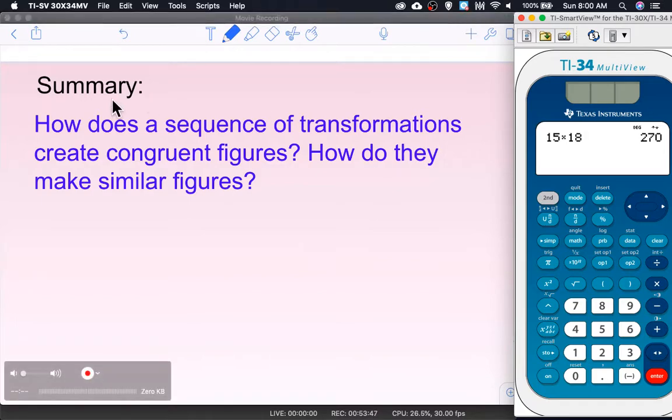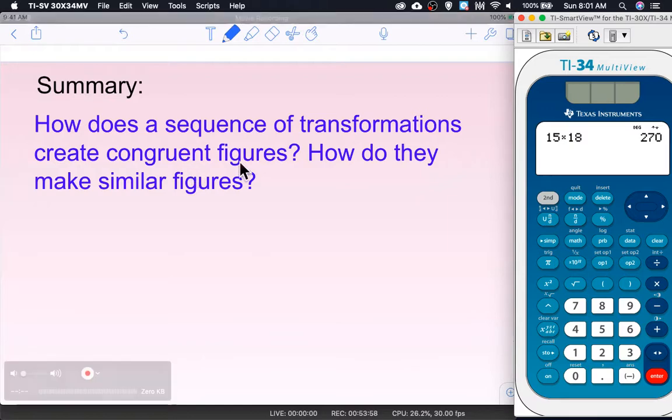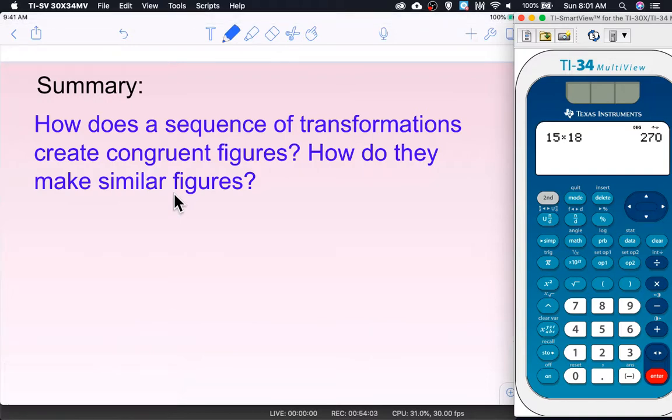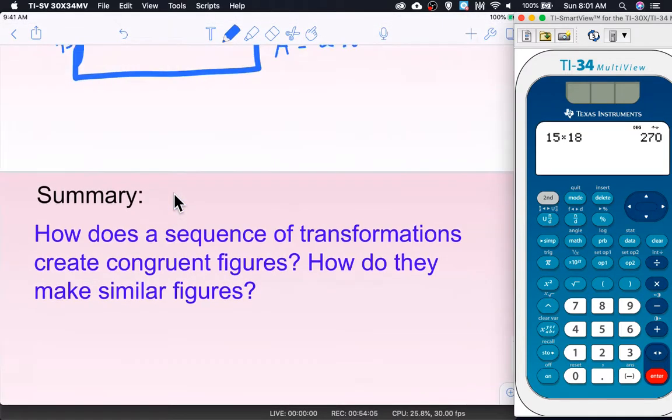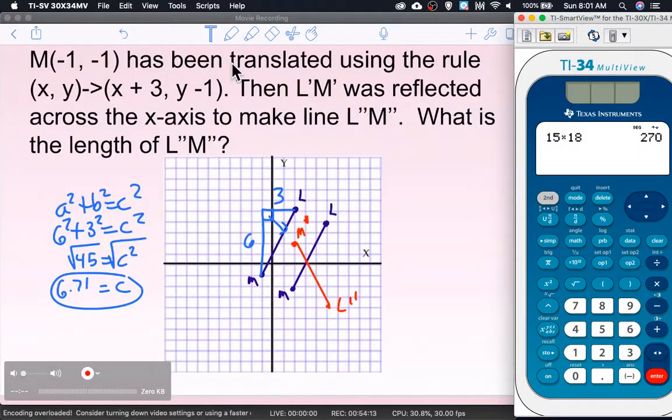A sequence of transformations can make congruent figures as long as you're only doing a reflection, a translation, or a rotation, in some combination of those. They will make similar figures if you do a dilation with some combination of the other ones. So similar figures because a dilation happened. Congruent figures, because these are all the same length. Only a translation and a reflection happened. They are congruent.